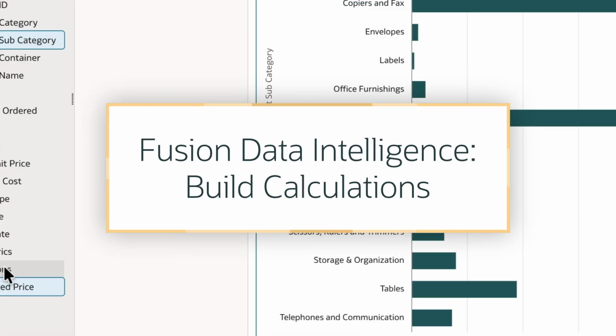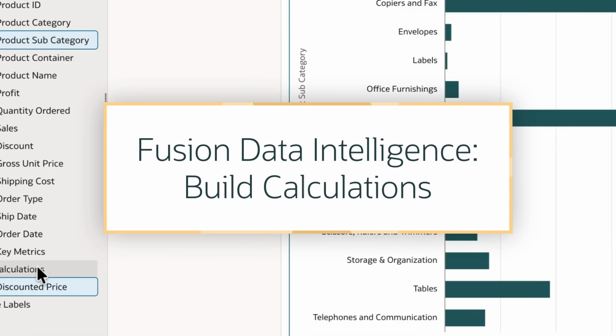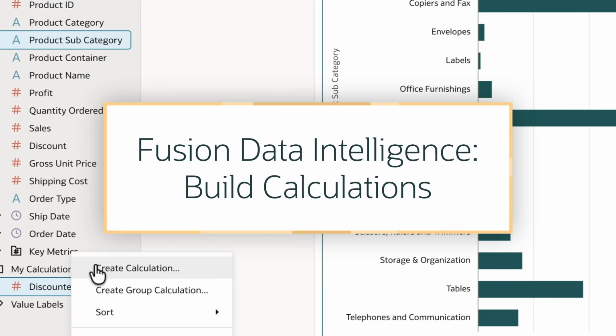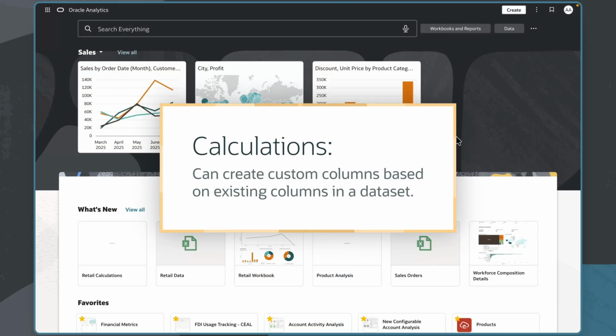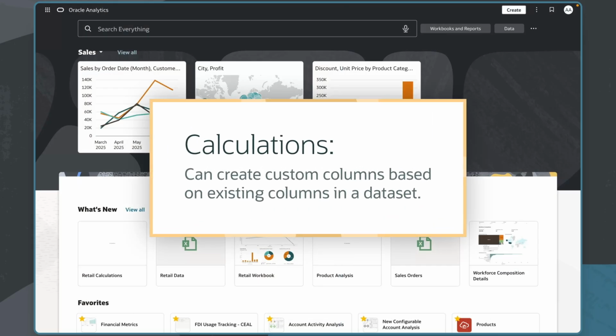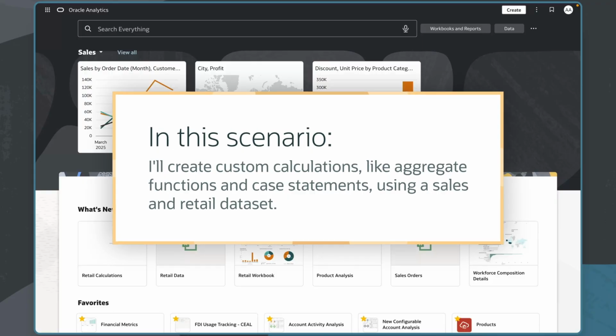In this tutorial, we'll learn how to build calculations in Oracle Analytics Cloud and Fusion Data Intelligence. Calculations are a powerful tool that allow me to create new custom columns based on existing dataset columns by utilizing a set of operators and functions. In this scenario, I'll create custom calculations like aggregate functions and case statements using a sales and retail dataset.